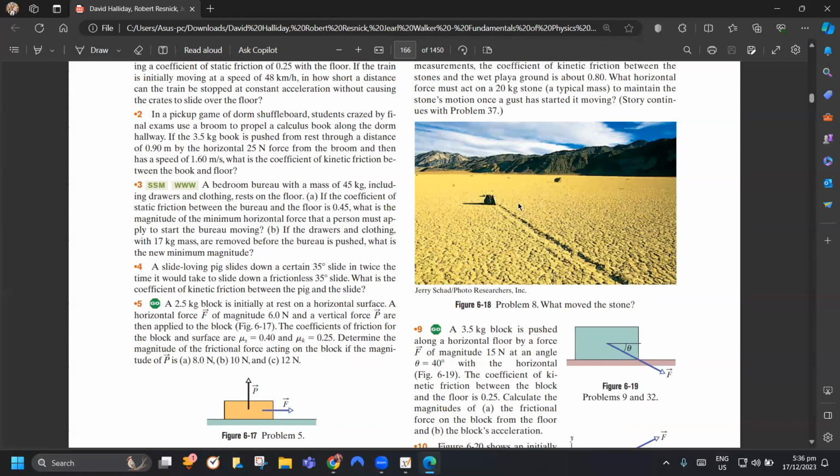Because when we did that, there was no drag force. So now we will put in the drag force, to maintain the stone's motion once a gust has started moving it. Wait, let's look. Before you do 37, let's do 36 first. At least we know the context of 37.